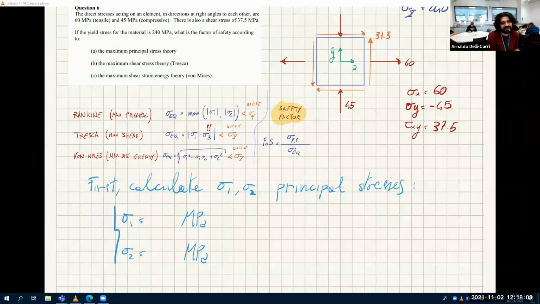90.7, with a question mark. Okay, this is sigma 1, I suppose. Did you get 90.7? Anyone? Come on. So he got 72.0 and minus 57.0, you said. So is this correct? 72 and minus 57?